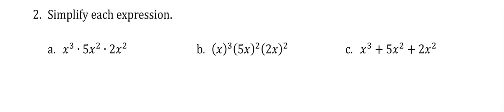Okay, let's do problem 2. So here we've got x cubed times 5x squared times 2x squared. So here we're going to take our exponents, our 3, our 2, and our 2, and we're going to add those together and get x to the 7th.